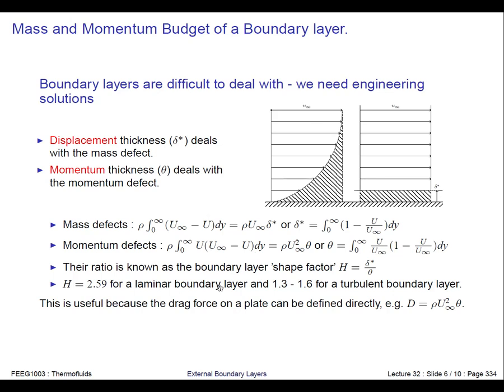If you work it out for a laminar boundary layer, you can work it out to be about 2.6, and if it's a turbulent boundary layer, it's somewhere between 1.3 and 1.6. Okay, and the usefulness is the fact that the drag is simply this. It's the momentum defect of the boundary layer, which makes some sense. And this is much easier to use than doing this rather unpleasant integral.